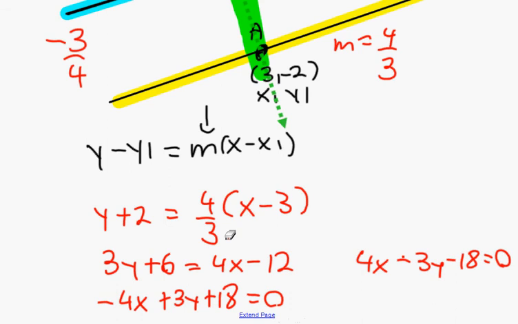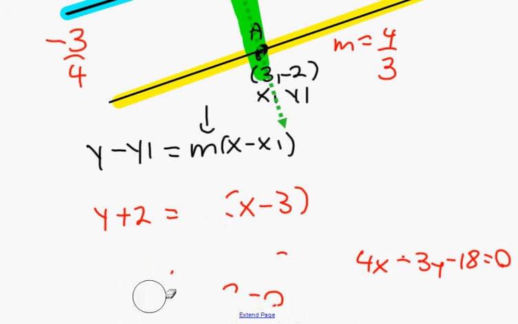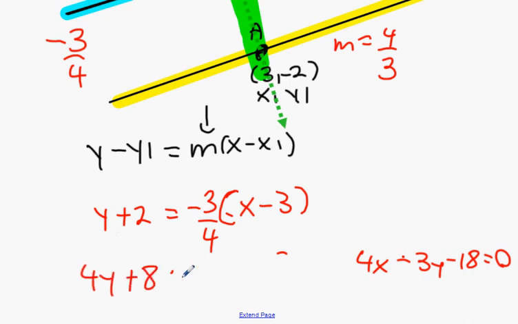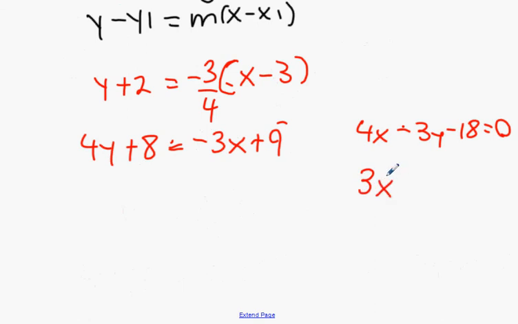What's the change you're going to do? Instead of having 4 over 3, I'm going to have minus 3 over 4. Okay, now check out the way the answer changes. So instead of having 3y, what am I going to have? 4y. Instead of 4x, I'm going to have minus 3x at the moment. Let's put them all over one side. 3x, yeah? And then plus 4y. Everybody happy with that? See the way the numbers sort of changed around to make it perpendicular?